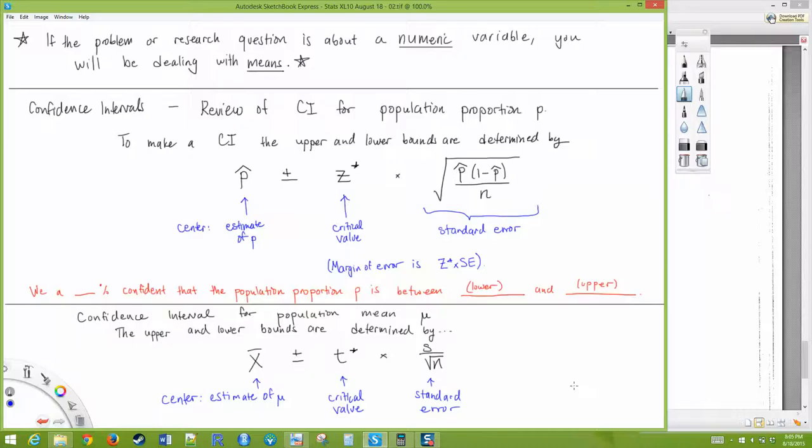And so, okay, let's try an example using actual numbers. Well, let's also just make sure, what is X bar? What does X bar represent? Sample mean. T star is our critical value. S, what does S represent? Not the sample. I heard somebody else say it. S represents the standard deviation. Sample standard deviation. And N, what is N? The sample size.